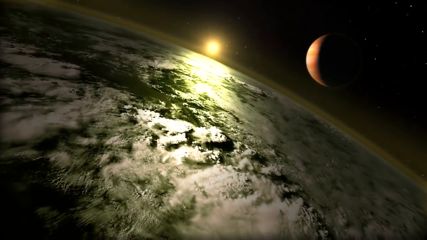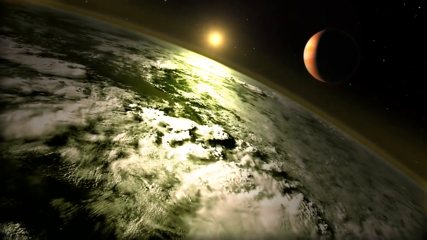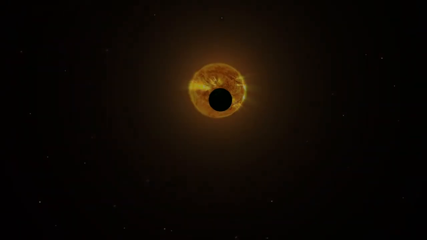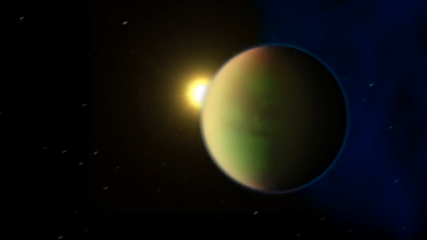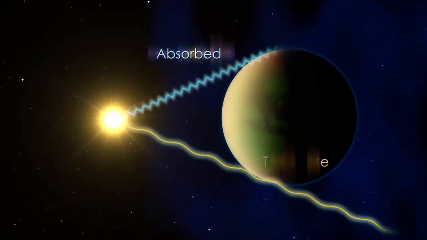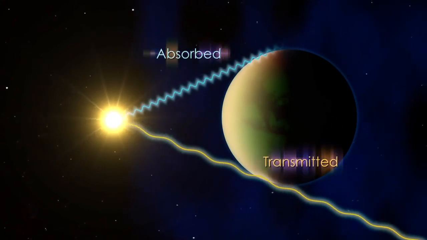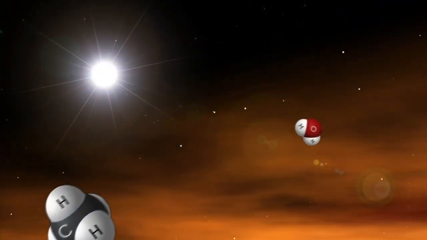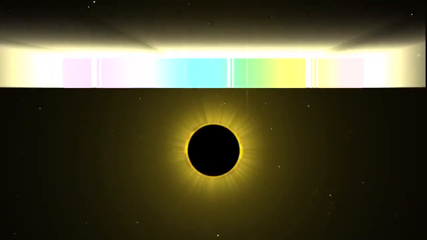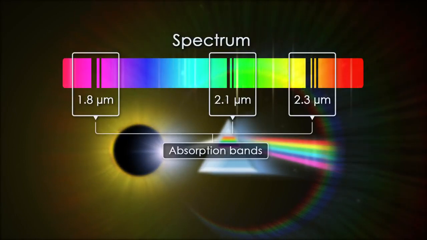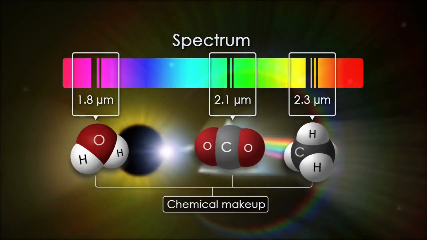But to fully understand an exoplanet, astronomers must study its atmosphere, and the information that they need is encoded during a transit. As the planet crosses its star, its atmosphere absorbs certain wavelengths of light, or colors, while allowing other wavelengths to pass through. Because each molecule absorbs distinct wavelengths, astronomers spread the star's light into its spectrum of colors to see which wavelengths have been absorbed. The dark absorption bands act as molecular fingerprints, revealing the atmosphere's chemical makeup.